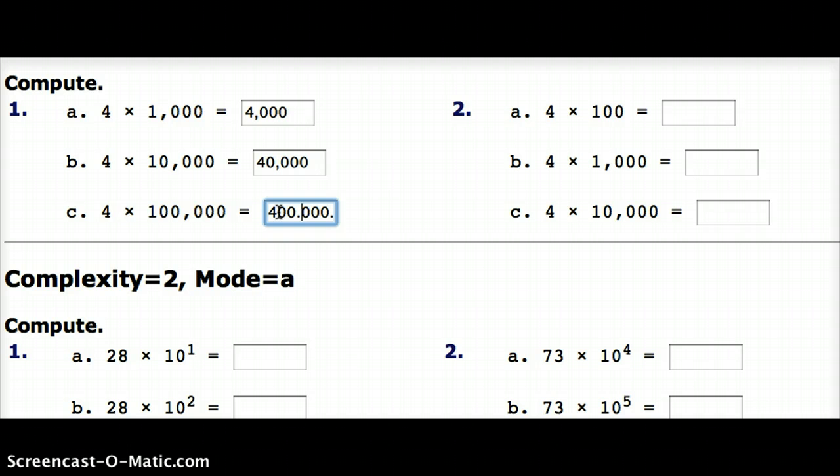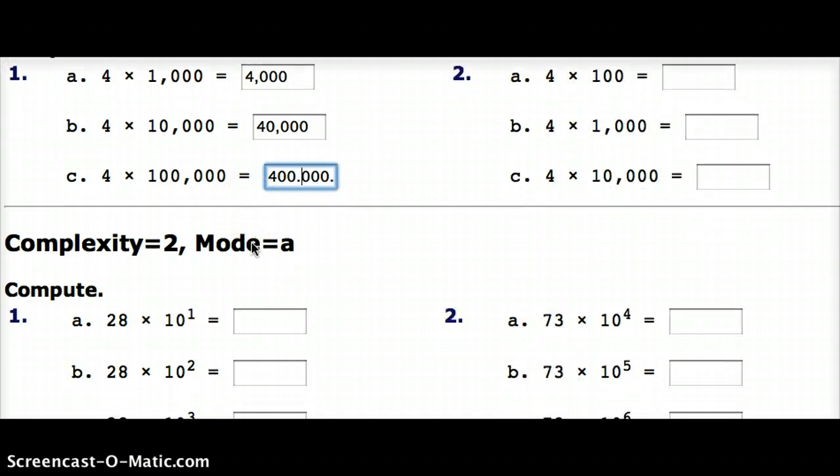The reason that we're moving the decimal to the right is because when we multiply something by 1,000 or 10,000 or 100,000, these numbers are getting bigger. Moving the decimal to the right makes a bigger number.